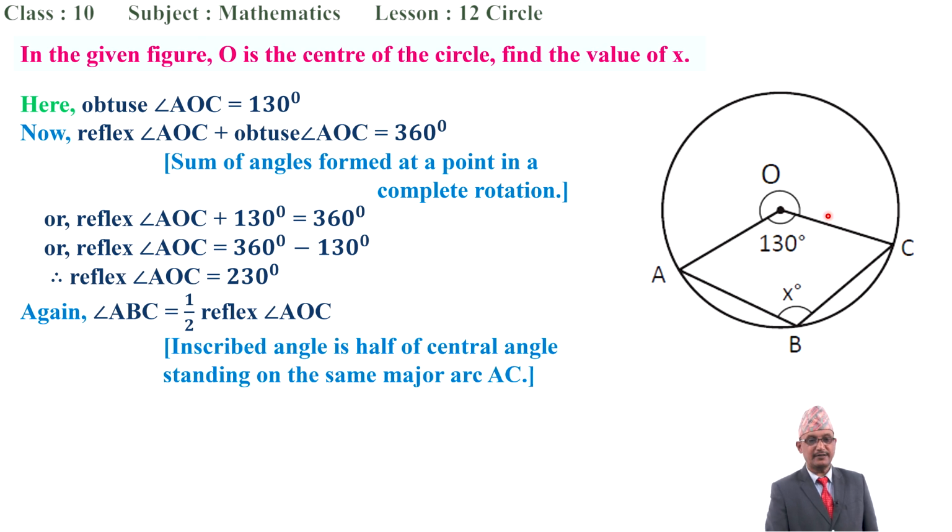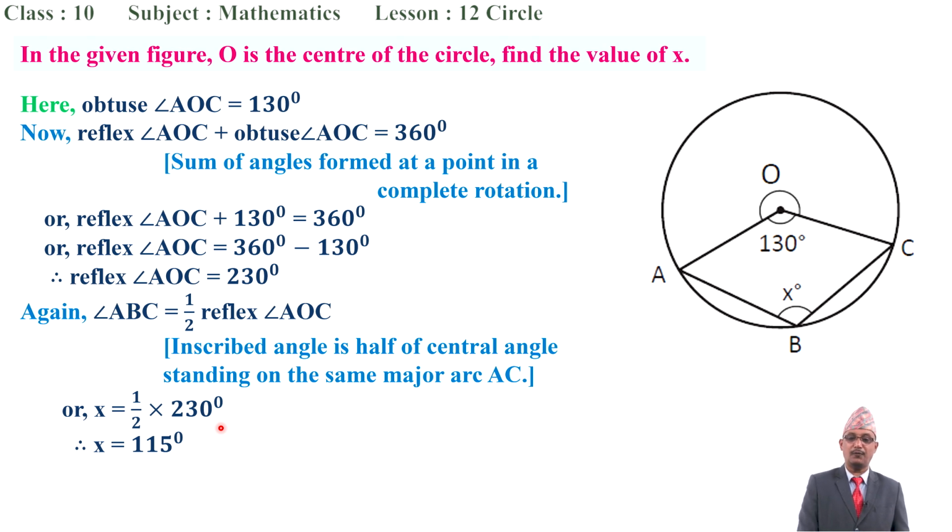Why? Because inscribed angle is half of central angle standing on the same major arc AC. Look here. This reflex angle AOC stands on major arc AC, and inscribed angle ABC also stands on the same major arc AC. Now put the value of reflex angle AOC. Angle ABC means X, half of the same. Instead of reflex angle AOC, we can write 230 degree. And if you divide 230 degree by 2, then it will be 115 degree. That's why the value of X is 115 degree.